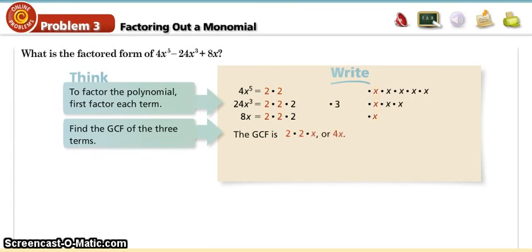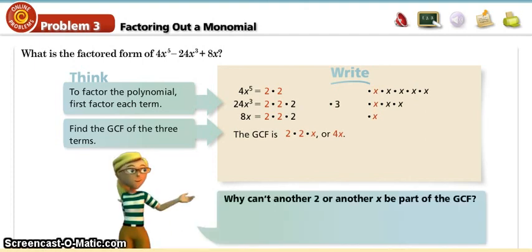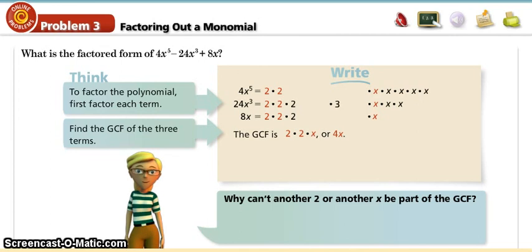The GCF is 2 times 2 times x, or 4 times x. Why can't another 2 or another x be part of the GCF? Now this is a good question because this happens a lot when people are trying to solve these, okay? A lot of people want to use all of the 2's. Well, this one only has 2 2's to begin with.